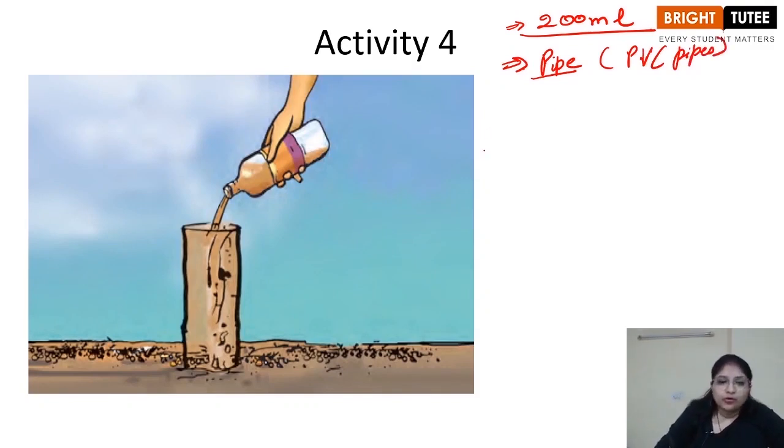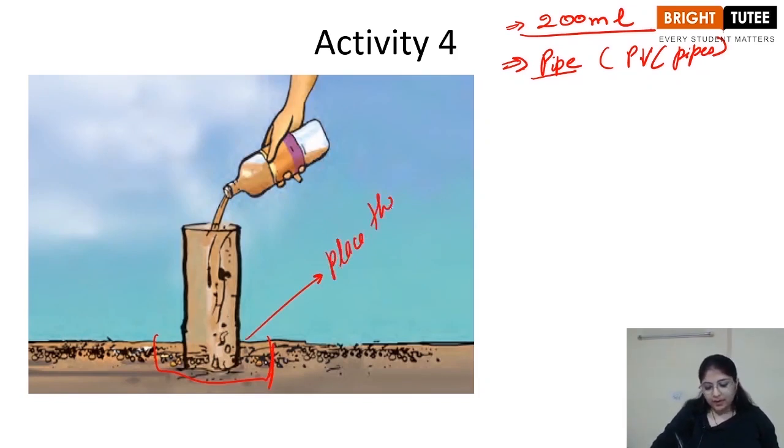Then what you are going to do, you are going to take an area. Let's say you have taken a box. So you can take an area where you are going to collect the soil. Suppose this is the area where you have collected the soil. In this soil, you are going to place the pipe at least 2 centimeter deep.